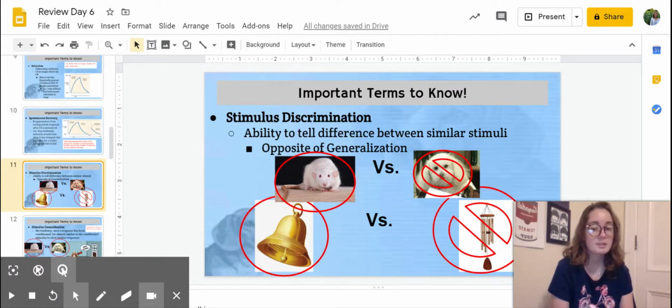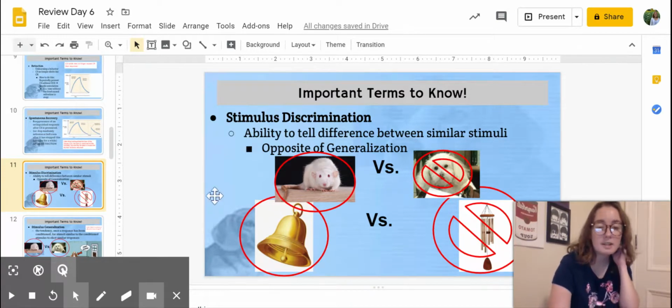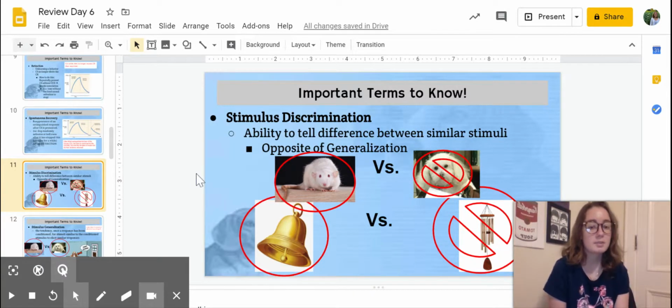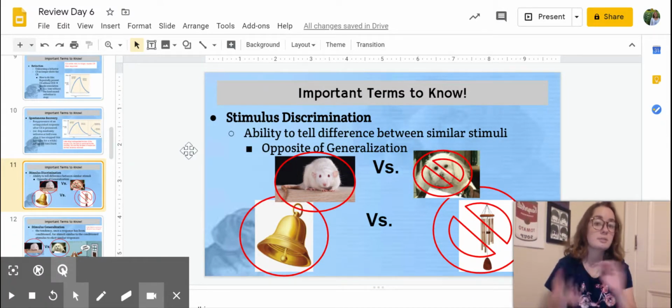Another important term to know is called stimulus discrimination. This is the ability to tell the difference between similar stimuli. An example is with Pavlov, you have a bell ringing. The dogs would be able to differentiate between a bell ringing and chimes, or a bell ringing and a doorbell. So they'd only salivate at the sound of a bell and not at the sound of chimes or a doorbell. They're able to discriminate and tell the difference between these two things.